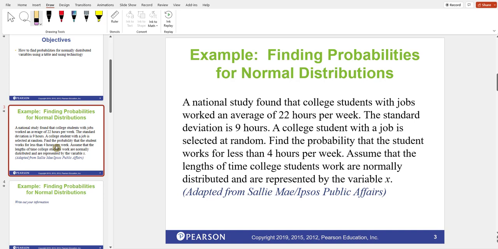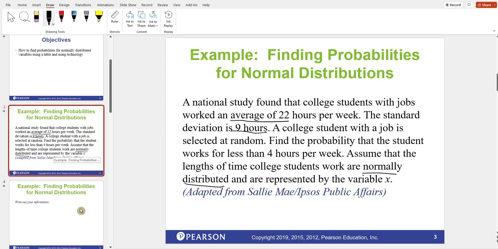When you get a word problem like this, you want to look out for the keywords. The keywords here will be normally distributed, so you know that you will be using a normal distribution. You also have to look out for the mean. They told you that the mean is 22 hours per week and the standard deviation.